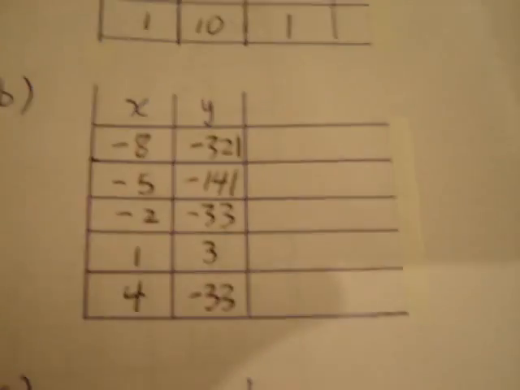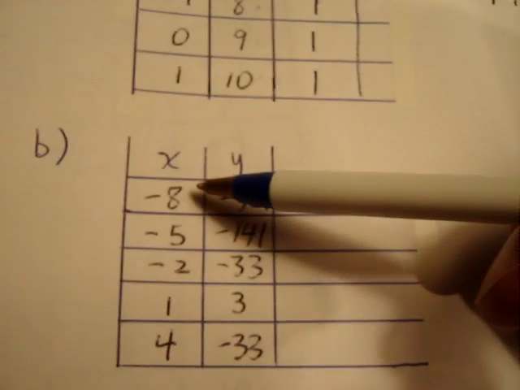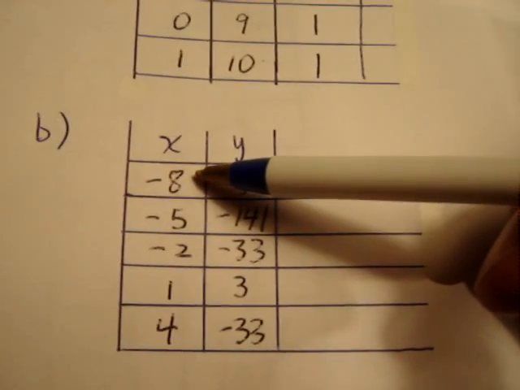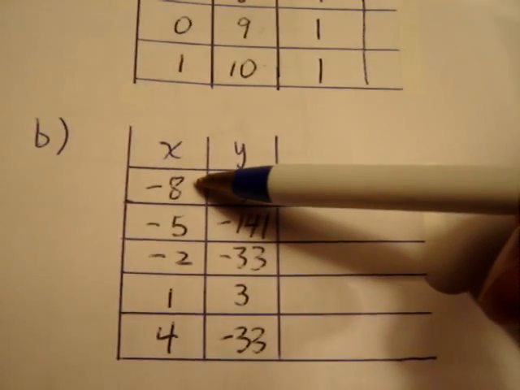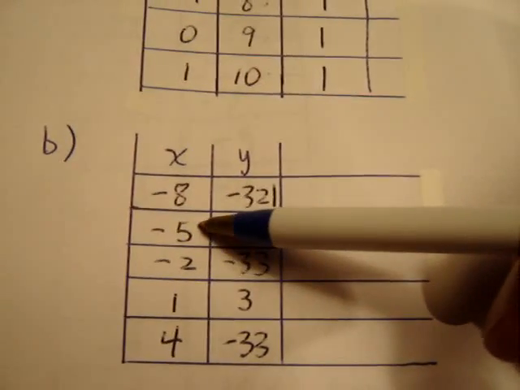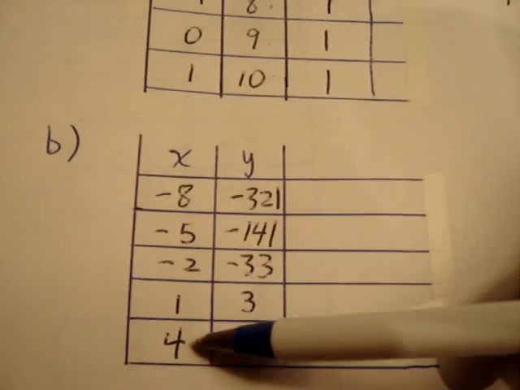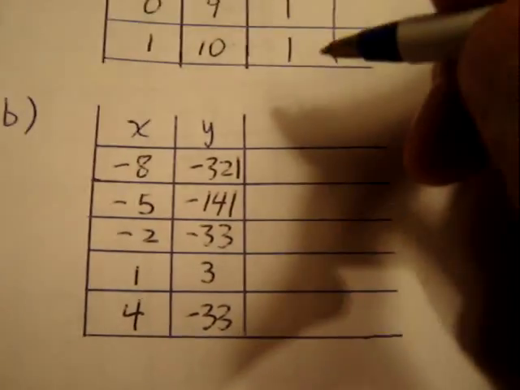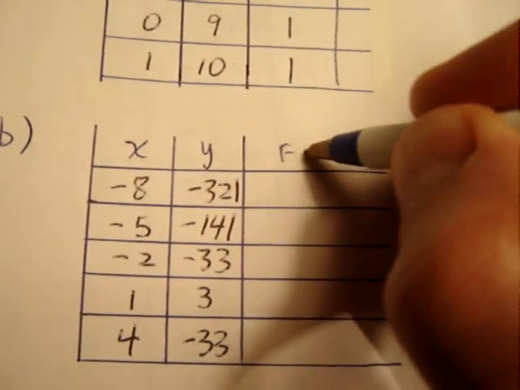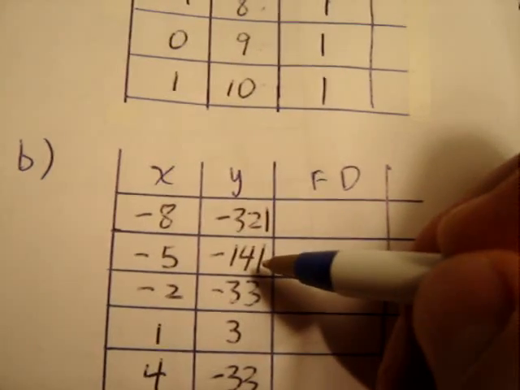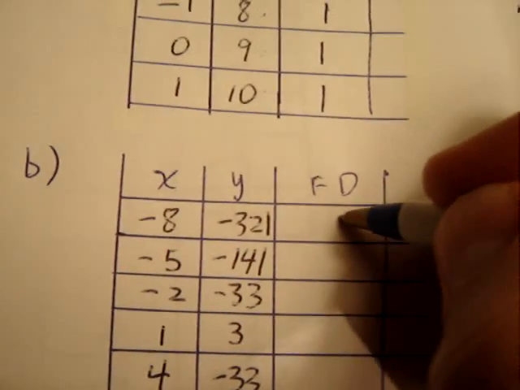Let's get to our second question. First thing we do is check that our x column, the entries all increase by the same amount. Well, they're all increasing by 3. Negative 8 to negative 5, negative 5 to negative 2, negative 2 to 1, and 1 to 4. Well, we're then going to make a first differences column. Subtracting up, we have a blank spot here.